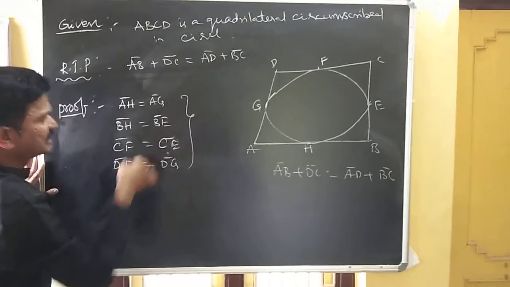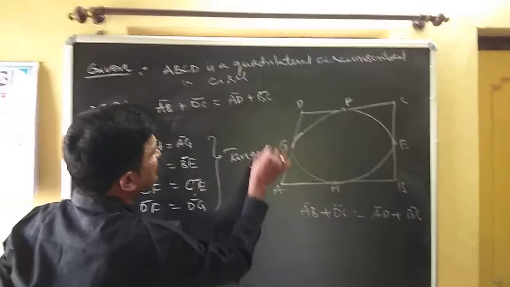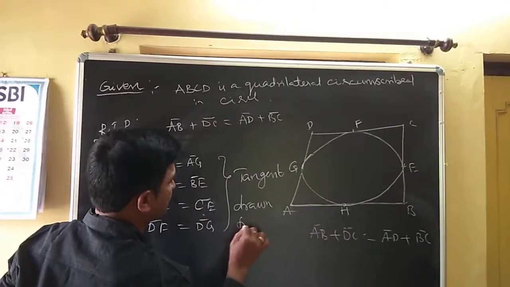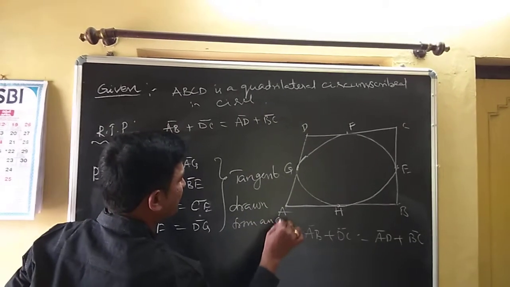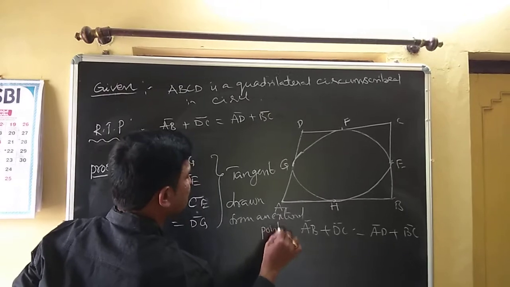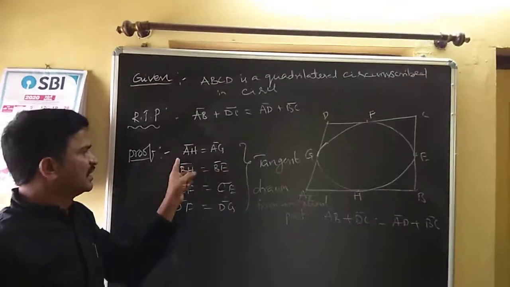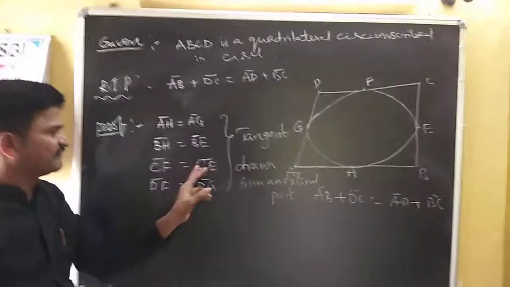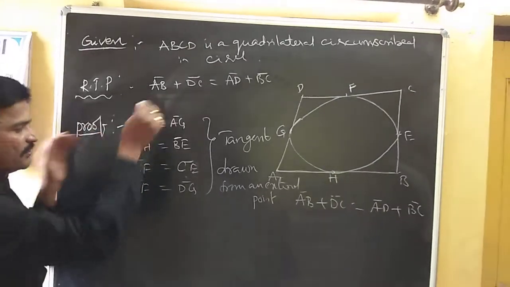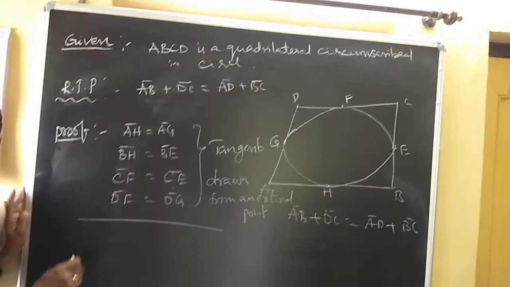How did we get all these things? These are the tangents drawn from an external point. As we all know, the tangents drawn from an external point of a circle are equal, so AH is equal to AG, BH is equal to BE, CF is equal to CE, and DF is equal to DG. So now I want to add all these equations.